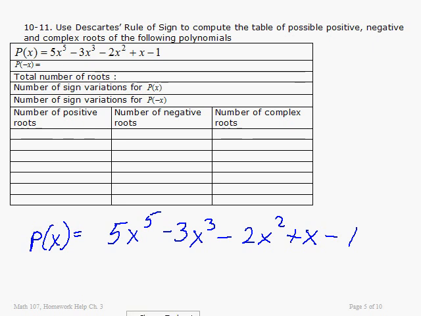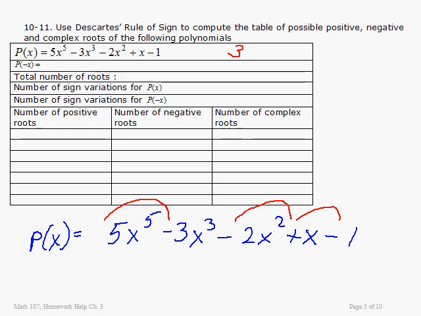What constitutes a sign change? This is a positive sign, it becomes a negative sign. There's one sign change. Negative to negative, no, that's no change. Negative to positive, here's another one, and here's another one. Total number of sign changes for this: you've got 3 sign changes.